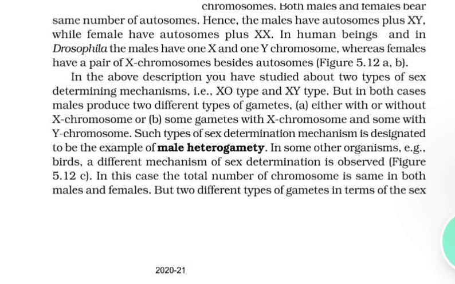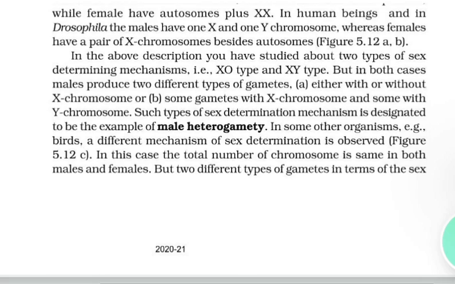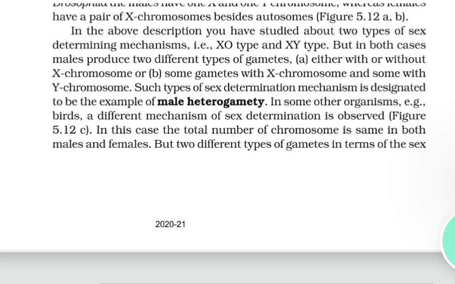It was designated to be the sex chromosome, and the rest of the chromosomes were named autosomes. Grasshopper is an example of XO type of sex determination, in which the males have only one X chromosome besides the autosomes, whereas females have a pair of X chromosomes.